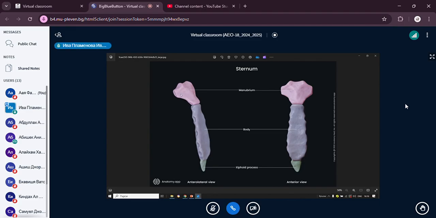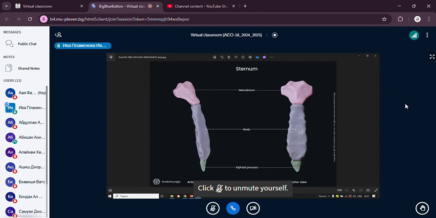What was the name of the angle between the manubrium and the body of the sternum? Sternal angle, which serves to define the level of the second rib, and you can see that's the facet for the second rib. Half of it is on the manubrium and the other half on the body. Here should be the second rib.